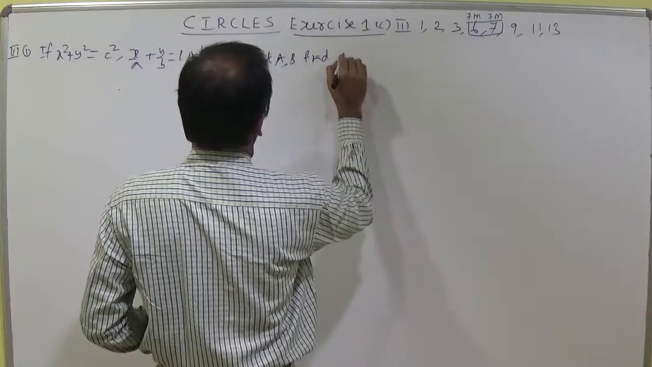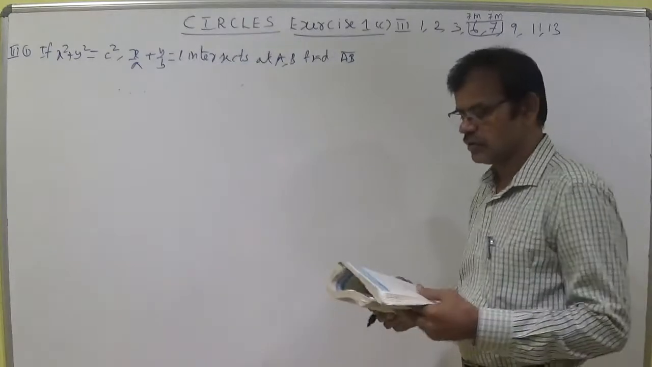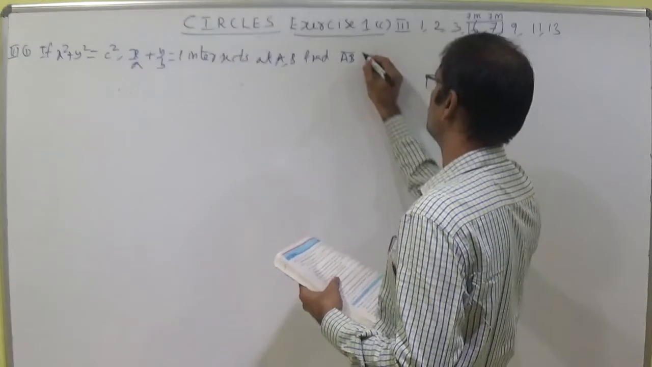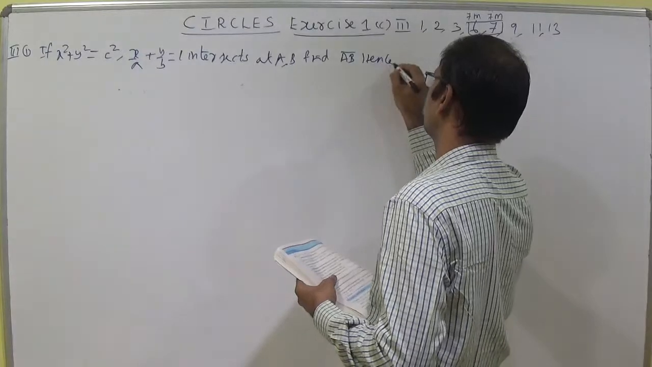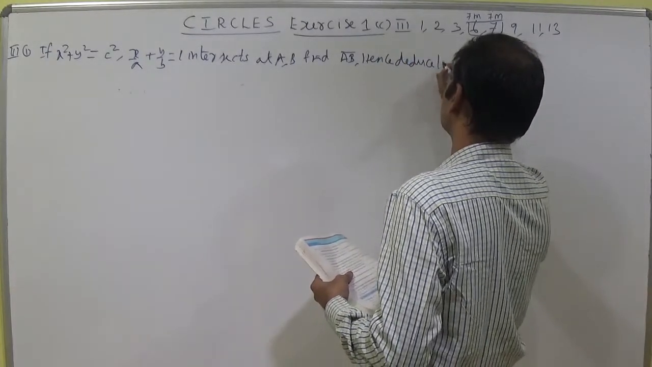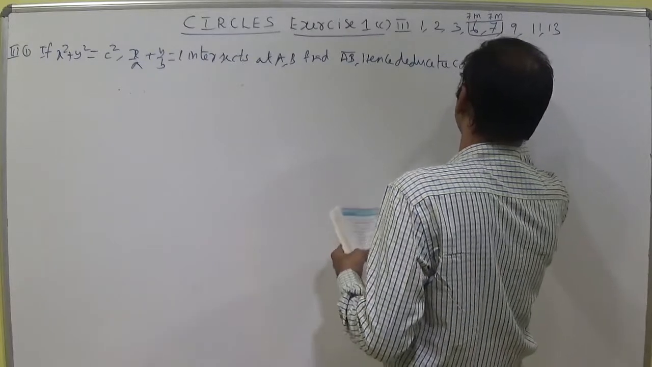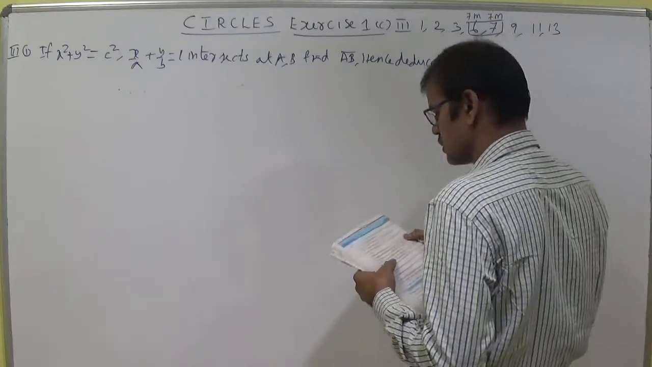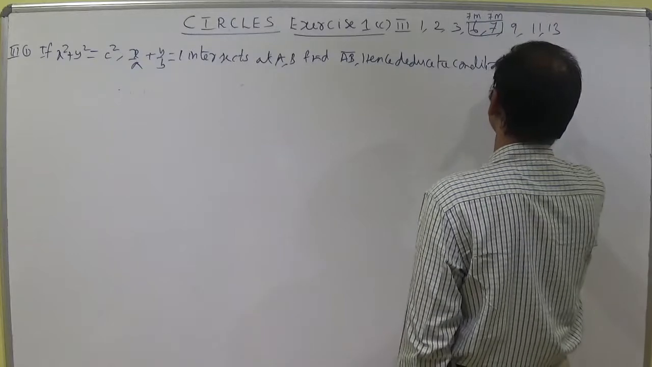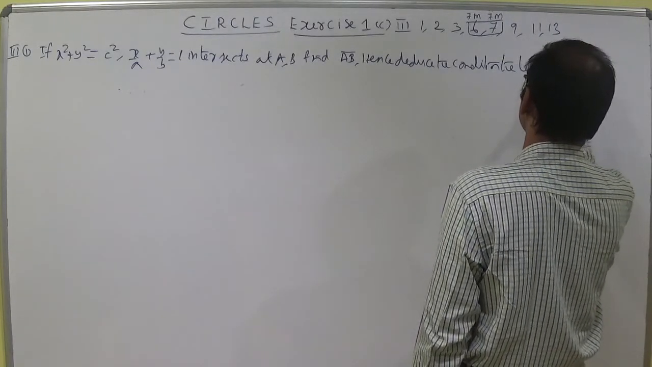Find AB bar. AB bar meaning is the length of the chord. Hence deduce the condition, after completion of finding the length of the chord, that the line touches the circle.